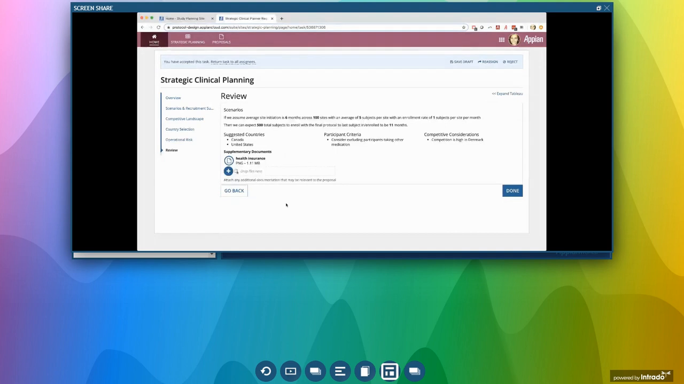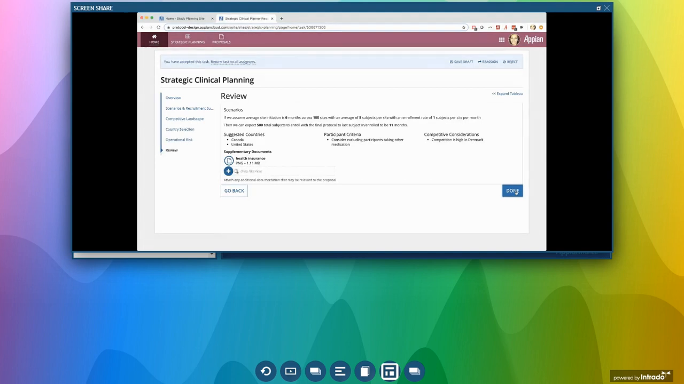So now once I go ahead and hit done, I'm wrapping up my step. I've contributed my expertise into this process. I've logged all of my information. The idea here now is I'm able to bring this back to the team where they can then also have access to that information tied back to this study.